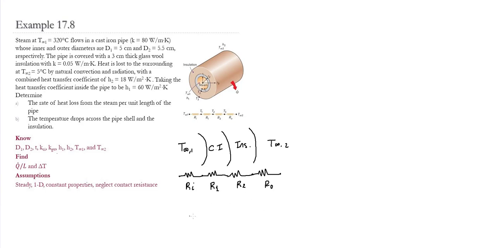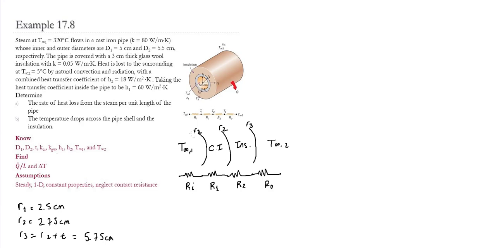Okay, so now let's look at a little bit of geometries in terms of what we have. We know that the inner diameter is equal to 5 centimeters, so we know that r1 is going to be 2.5 centimeters. We know r2 is going to be half of the diameter, so it's going to be equal to 2.75 centimeters. And we know r3, so this is located at r1, this is r2, and this is r3. r3 is simply going to be r2 plus the thickness that it was given. The thickness was 3 centimeters, so it's going to be 5.75 centimeters.